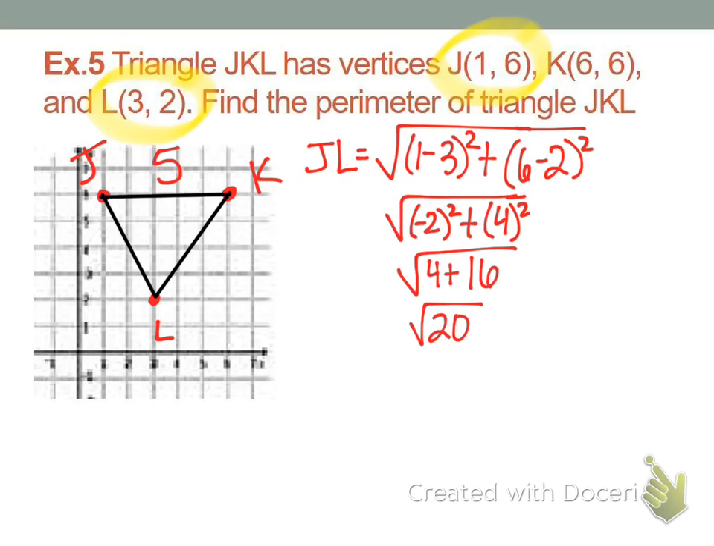Let's go ahead and just get a decimal approximation for this one since we are doing perimeter, meaning we're going to have to add to it. What do we get? 4.47. Okay. So approximately 4.47 for JL.